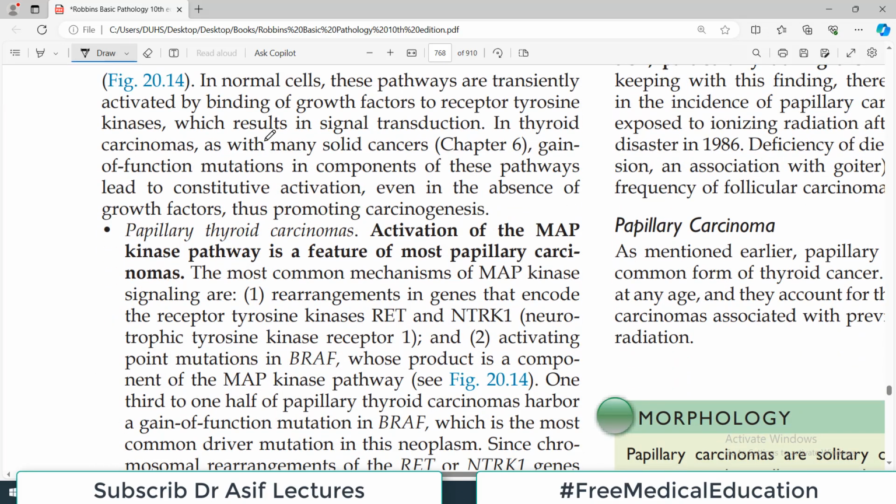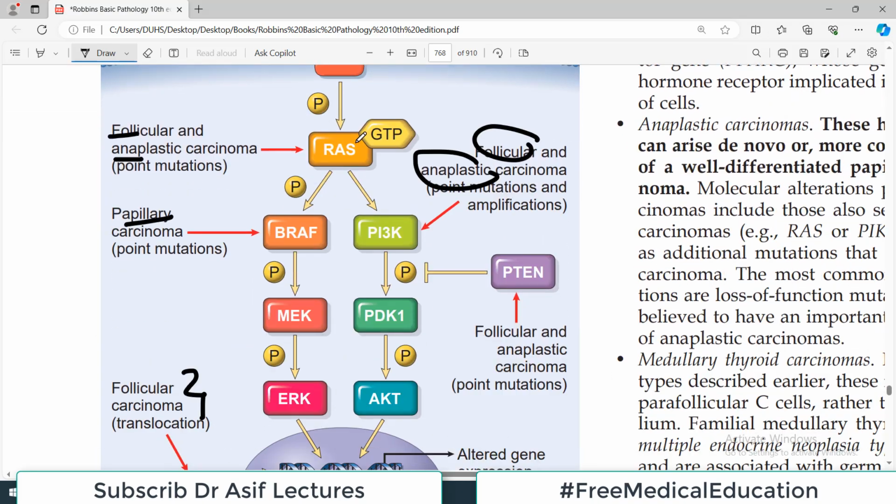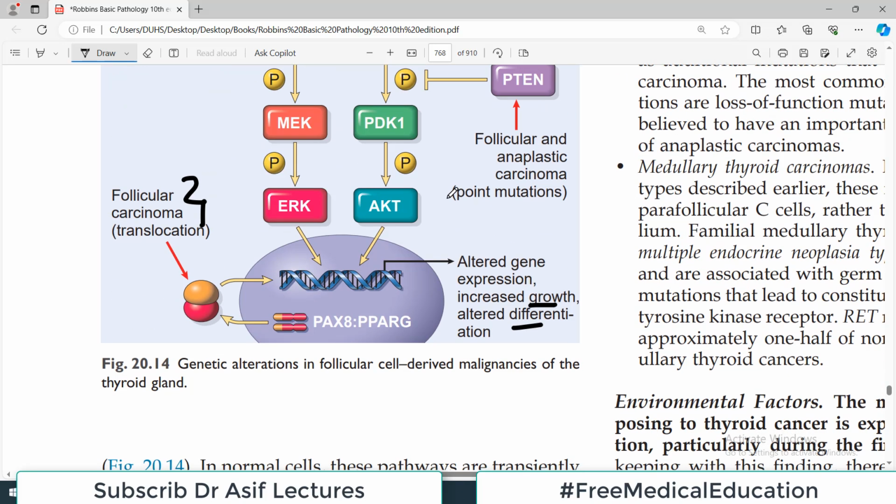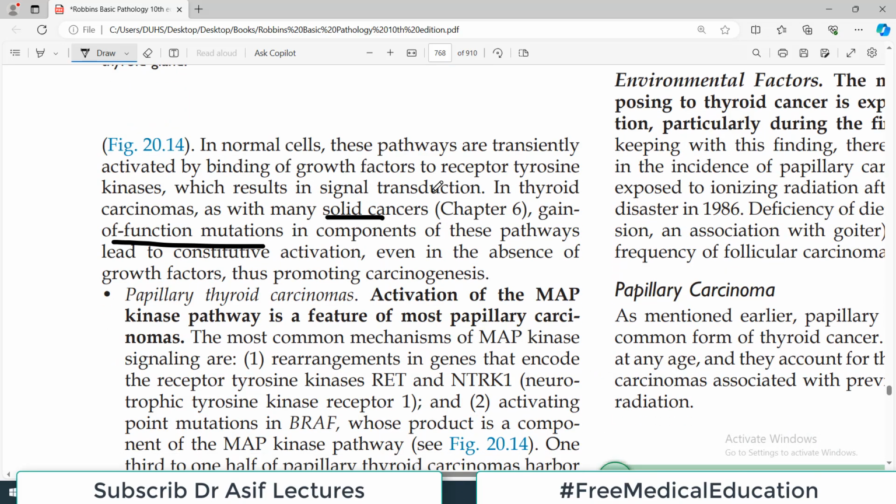However, in thyroid carcinomas, which result in signal transduction, increased activation, और ये दूसरे solid cancers में भी ऐसा होता है, there is gain of function mutation in the component of these pathways. So for example, that's a component of the pathway. That's the component of the pathway. So if there is increased mutation, they perform their function more. They have gain of function mutations and cancer results.